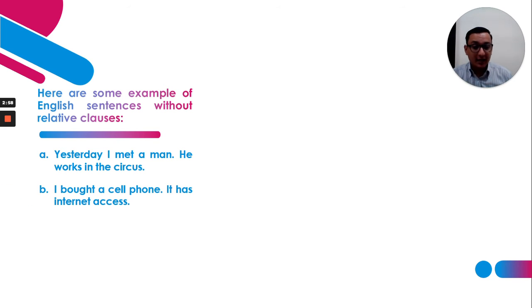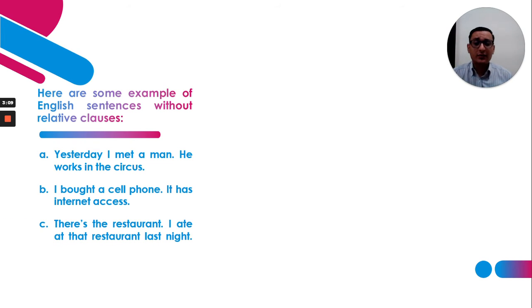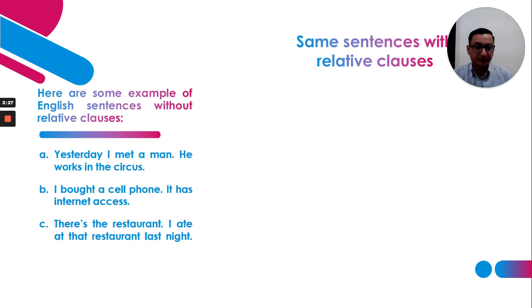I bought a cell phone. It has internet access. Again, you are talking about the same thing, the phone. And see, there's the restaurant. I ate at that restaurant last night. So you're talking about the restaurant, and you mentioned the restaurant again. So whenever you have two sentences like this, talking about the same thing, it's a great opportunity for us to use relative clauses. So if we want to combine them, we will probably have something like this.